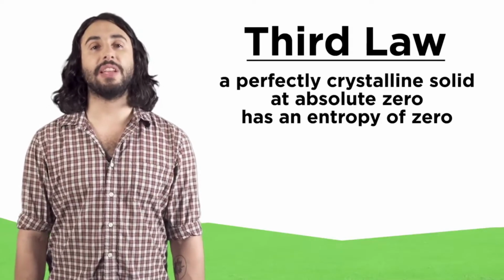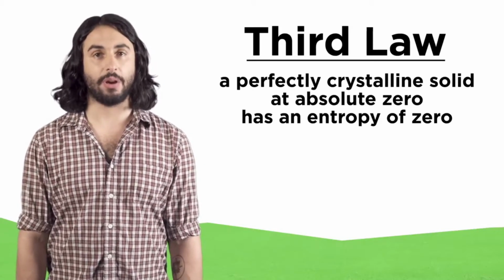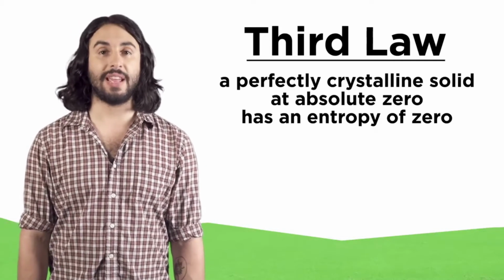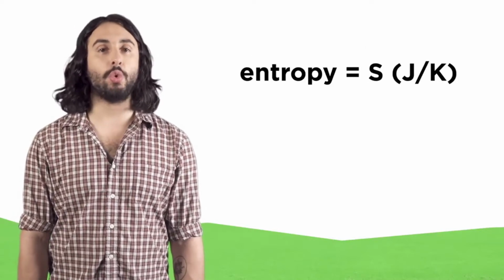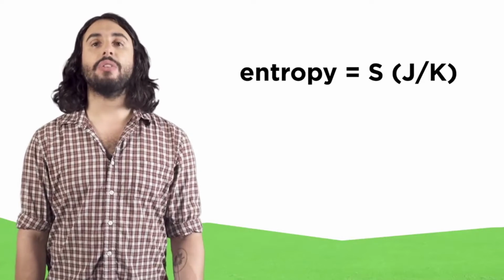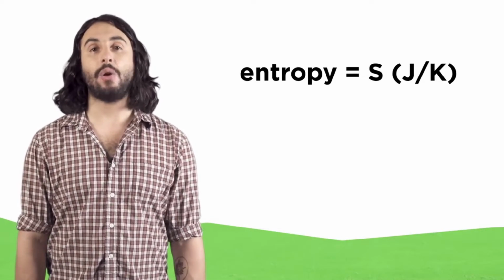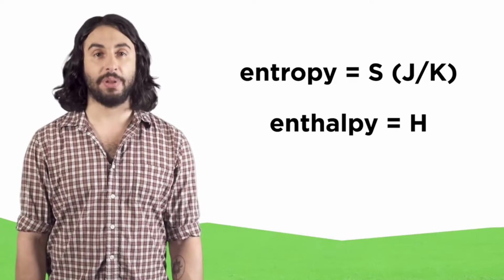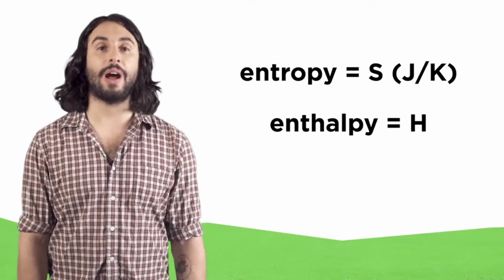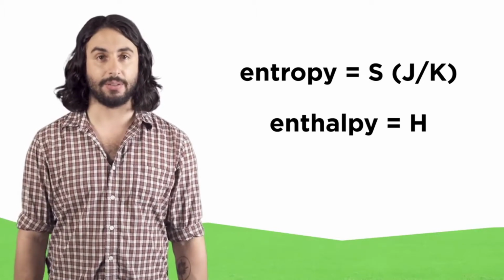The third law states that a perfectly crystalline solid at absolute zero has an entropy of zero, as this is the most ordered state the substance can be in. Entropy is measured in joules per Kelvin. Note that entropy is not a measure of energy itself, but of how energy is distributed within a system. It is enthalpy, the thermodynamic quantity we learned about before, that is more accurately describing the energy of a system.